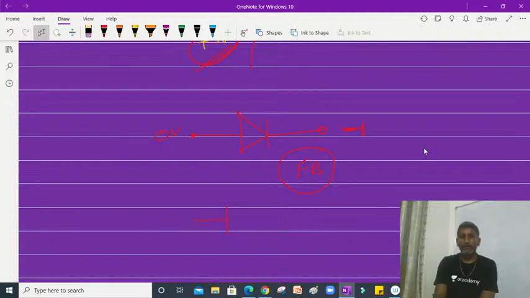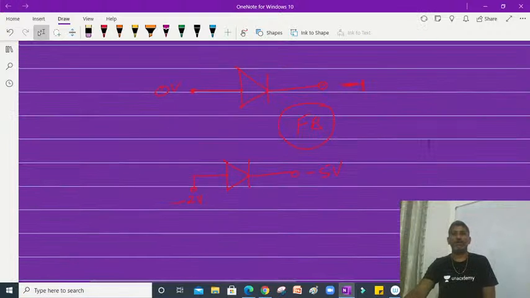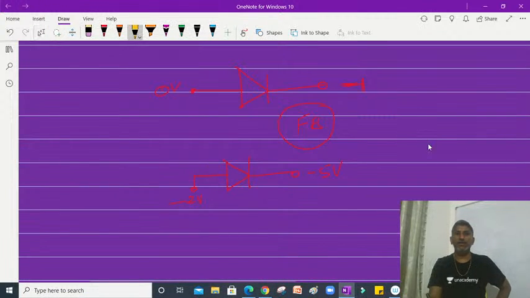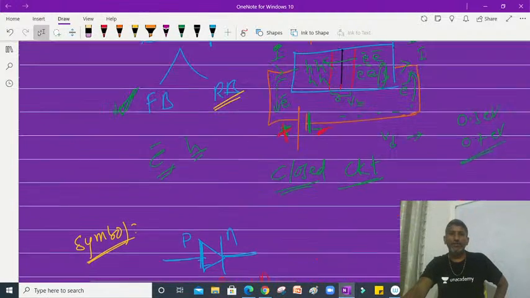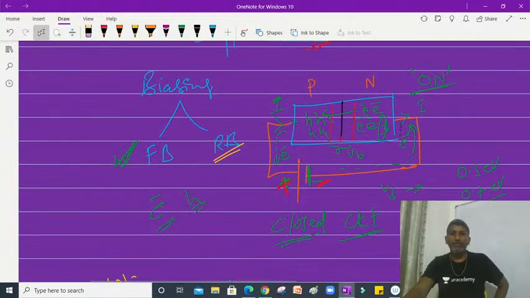And next, suppose it is given like this. Here it is shown like -2 volts, and it is shown like -5 volts. Here also you can see P-type connects to high potential, -2 is greater than -5. N-type is connected to -5. So again it is in forward bias condition. Hope you understood, students. Very simple. When P-type connects to high potential and N-type connects to low potential, that is forward bias condition.